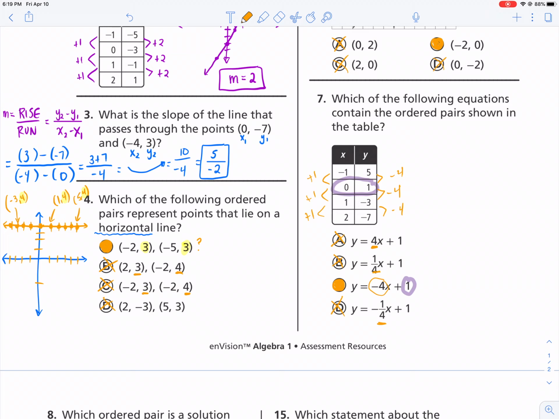Okay, so here's the first 7 questions for our readiness assessment 2. Hope it helps.